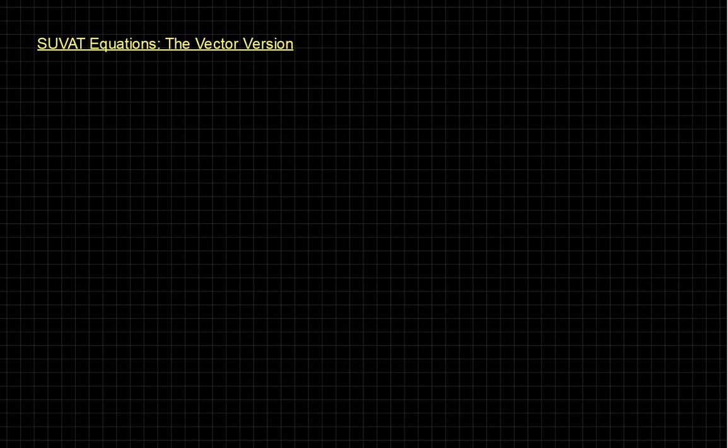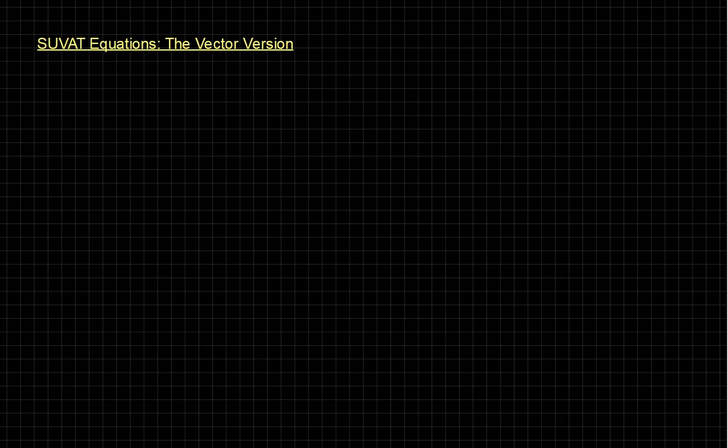Okay, so what we're going to look at now is the vector version of the Suvat equations. And hopefully you'll be quite happy about this because they're basically exactly the same, except all you're doing is the quantities that have become vectors, you treat them as vectors. And the quantities that are still scalars, you just continue to treat them as scalars.